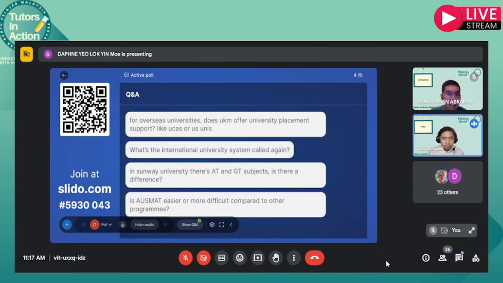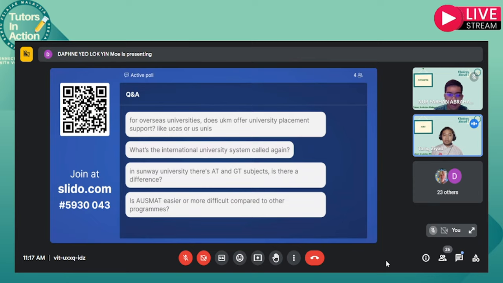For overseas universities, does UKM offer university placement support? They don't support you. You won't have any special benefits. However, you can definitely get recommendation letters from UKM lecturers. If you're in the foundation program, you can definitely request for that.